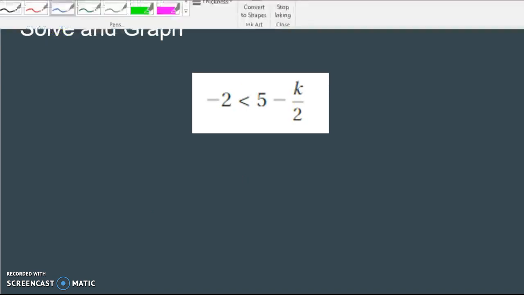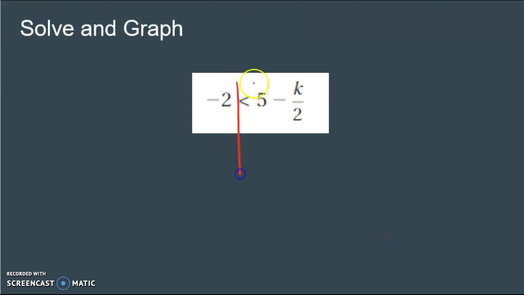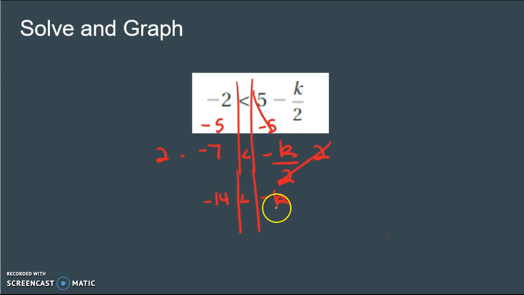All right, oops, can't do blue. Let's see. So here, we are first going to subtract 5 since that's a positive 5. So I have negative 7 is less than negative k over 2. Then I'm going to multiply by 2 to get these out of the way. So I have negative 14 is less than negative k. And then I can't leave k negative, so now I'm going to have to multiply by negative 1 or divide by negative 1. Either one works.